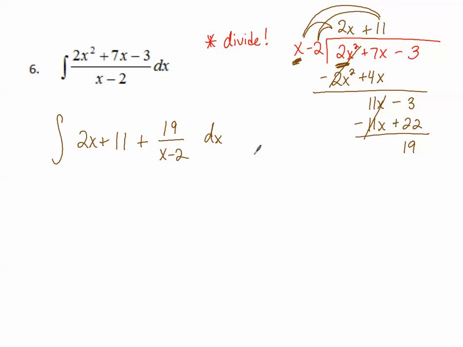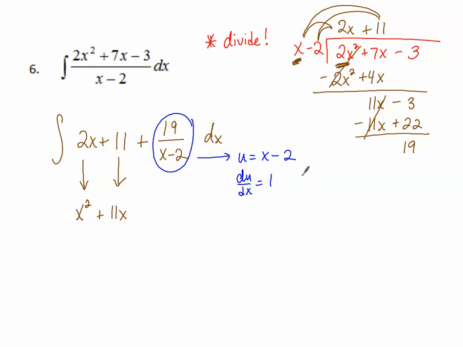How does this help us? Well, this, easy antiderivative, x squared. This, easy antiderivative, 11x. This, not as easy antiderivative, but one that we've practiced on the other problems. If I want to do this antiderivative, I just have to do a u substitution. Call u x minus 2. du dx is 1. Therefore, dx is du. Do a little substitution here.